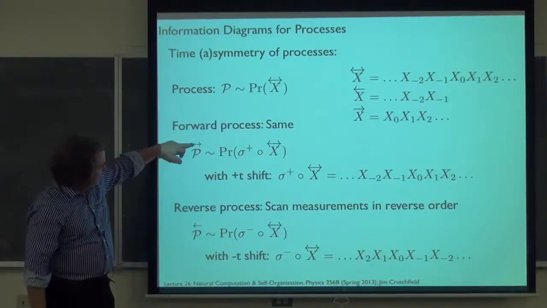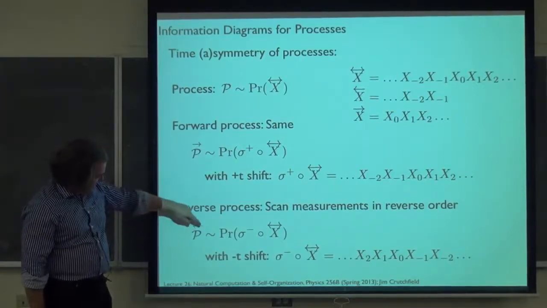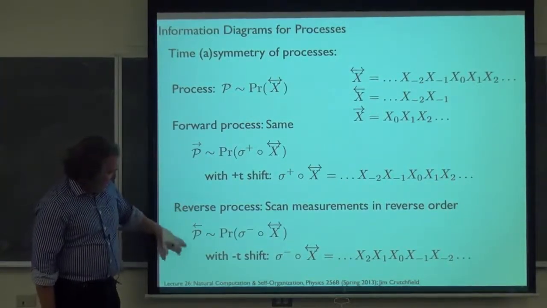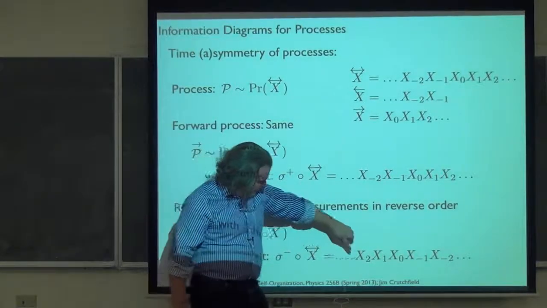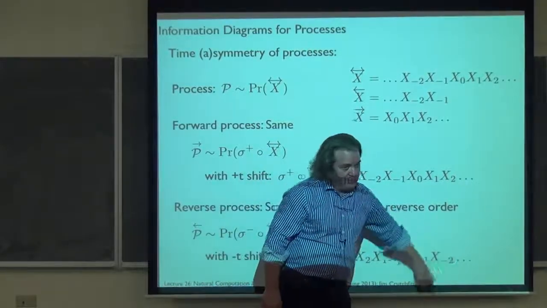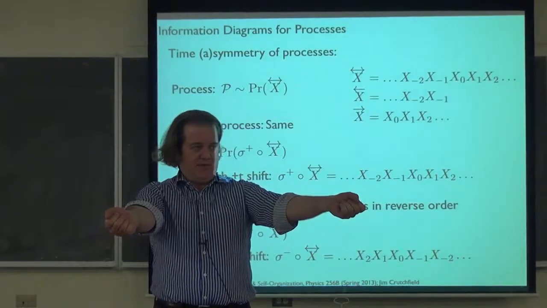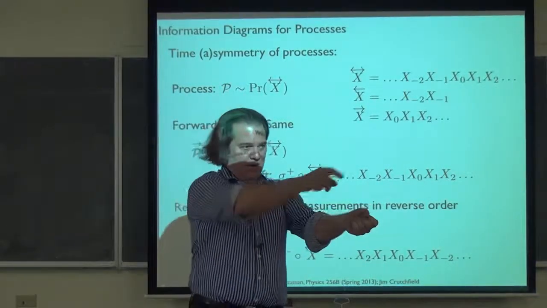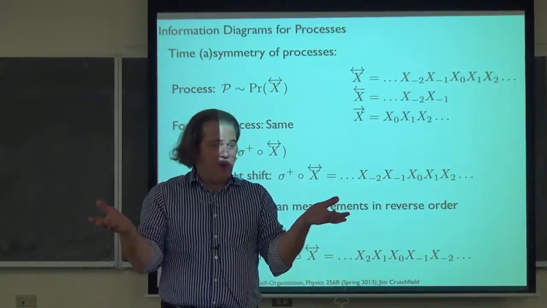What I mean by the reverse process: the forward process is just the one we've been talking about, arrow going to the right. The reverse process has the arrow going to the left. If we start with our chain of random variables, I present it in the opposite way, so that the indices decrease. The idea is very simple. I give you this chain of variables, you scan it this way, and you scan it that way. The question is, what properties are the same, and what properties are different?